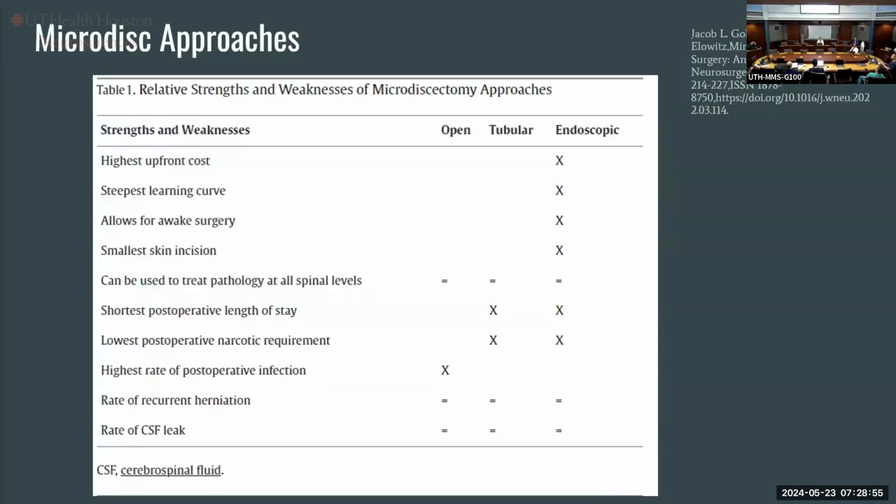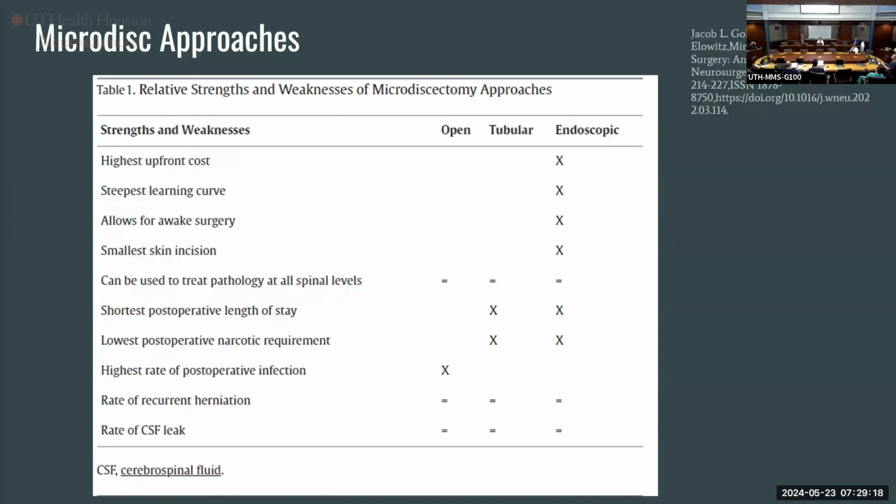So strengths and weaknesses. The big thing with endoscopic is that it has the highest upfront cost and the steepest learning curve. It is not easy to learn and people do not get fast right away. However, it does allow for awake surgery. That's the only way to kind of confirm your decompression has worked, sort of. The ones that I've seen are not as clean as one would like.